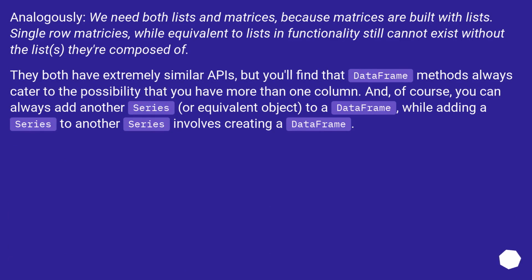Analogously, we need both lists and matrices, because matrices are built with lists. Single-row matrices, while equivalent to lists in functionality, still cannot exist without the lists they're composed of. They both have extremely similar APIs, but you'll find that DataFrame methods always cater to the possibility that you have more than one column. And, of course, you can always add another series, or equivalent object, to a data frame, while adding a series to another series involves creating a data frame.